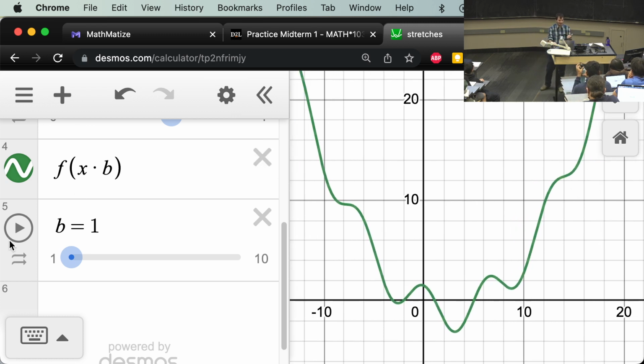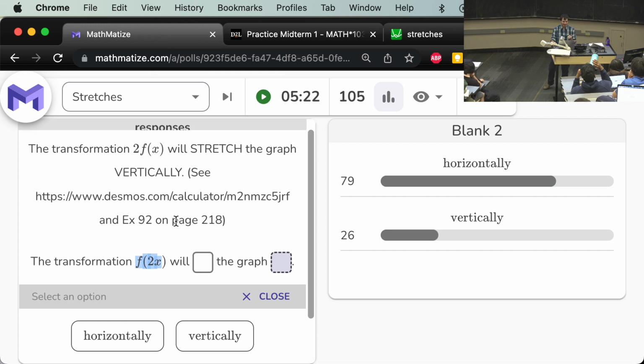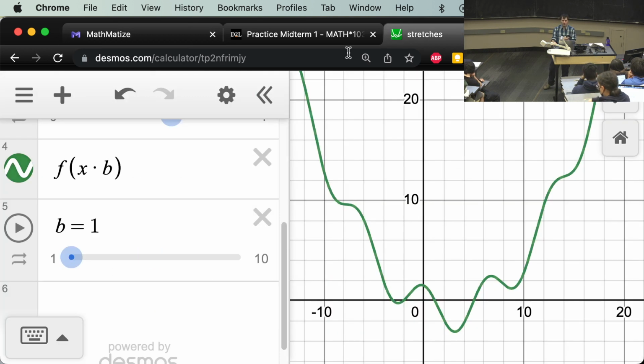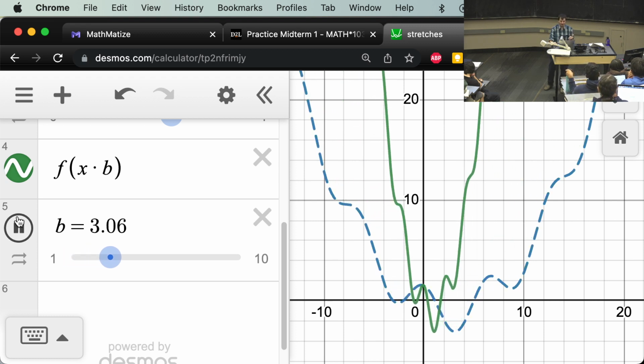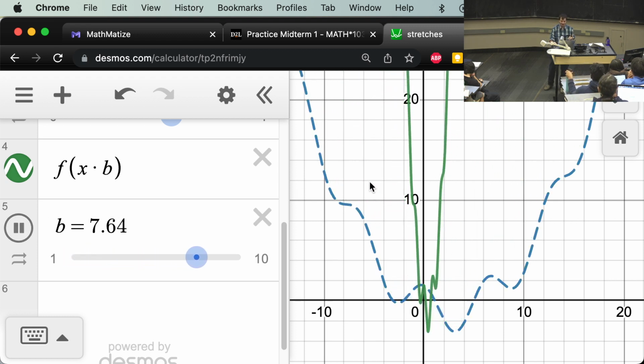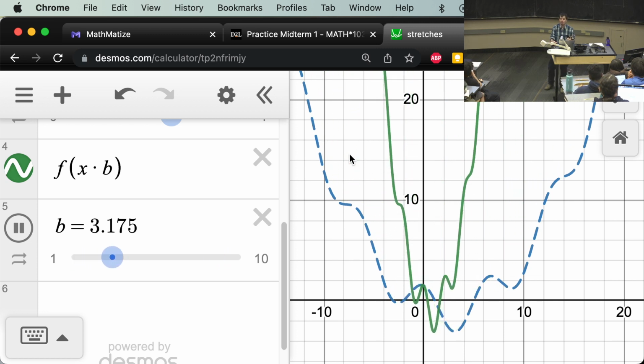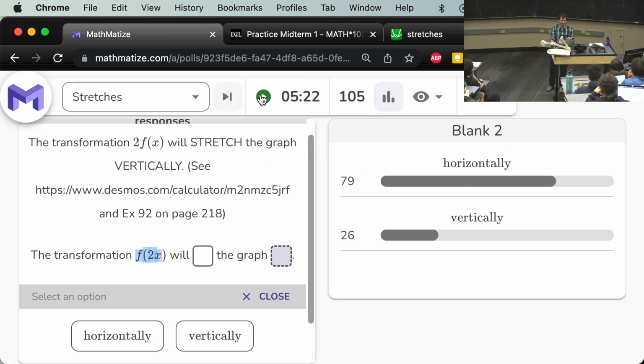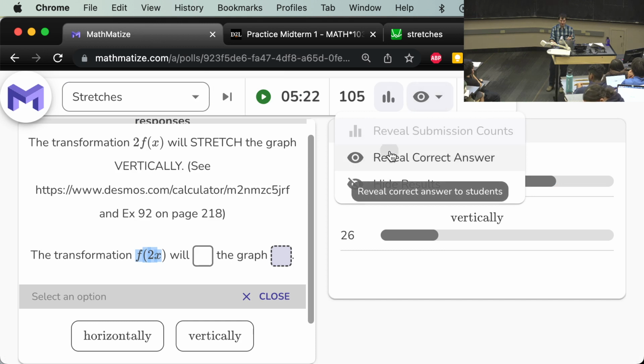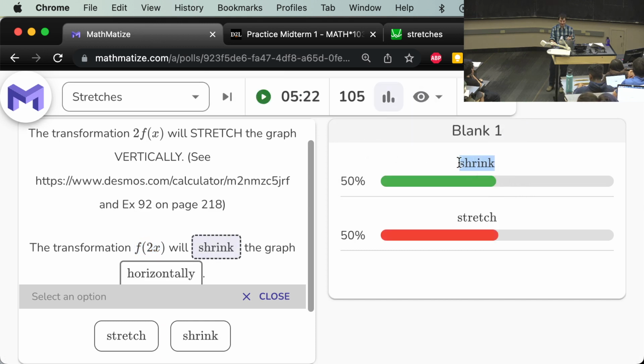What is going to happen when I press the play button? B will start to cycle through 1, 2, 3. The answer to the mathematized question is what happens at 2, right? So when I play this, it's either going to start shrinking in or it's going to start moving out, and that'll be the right answer. Let's see. Here we go. Whoa. So it goes really fast, and it smooshes in towards 0. The correct answer is that it shrinks.